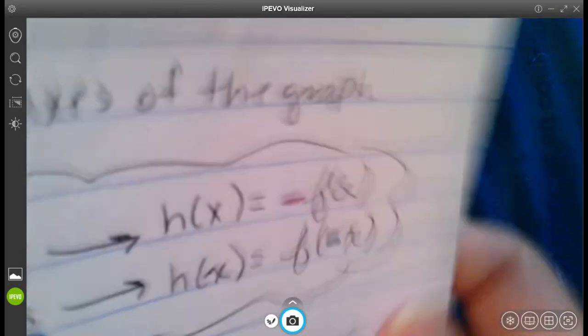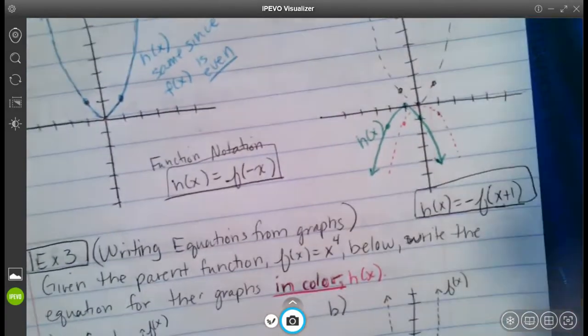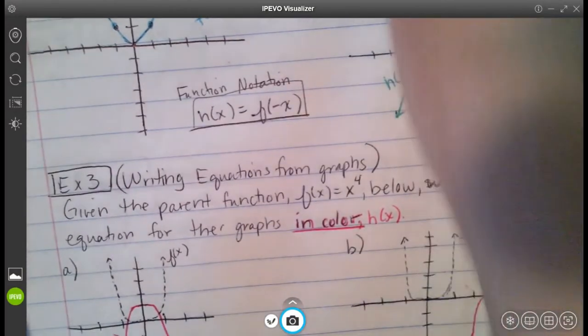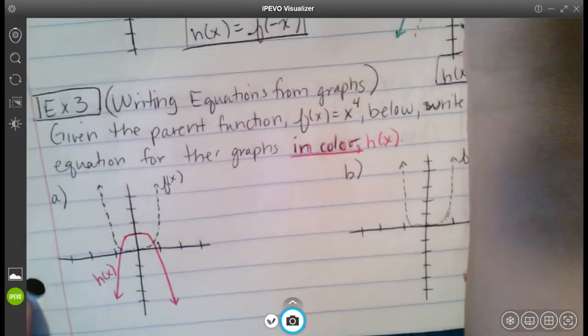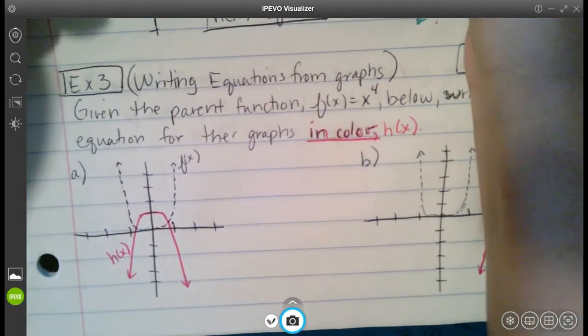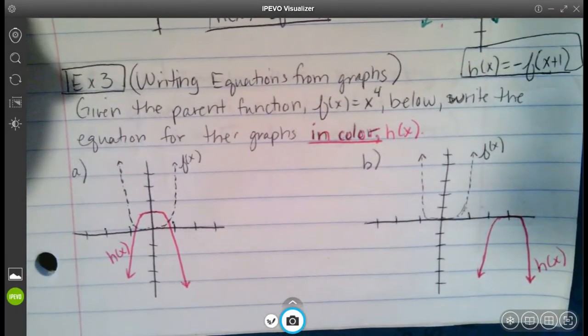All right, so I'm gonna go ahead and move down to the next example, and I think we're already more than halfway done, so hopefully this video is not too long. Example number 3 is writing equations from a graph. So this graph is actually a little bit different. We haven't seen this graph yet.